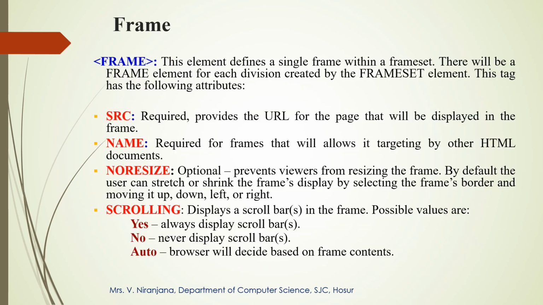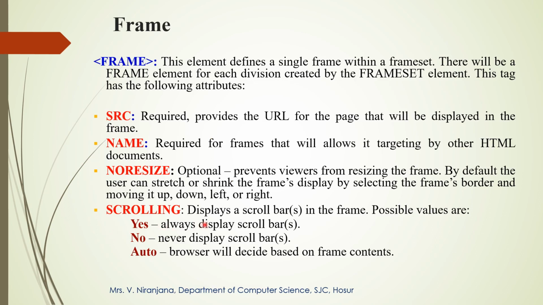Now we will see the frame element. The frame element contains the following attributes. The frame is an element which defines a single frame within a frameset. There will be a frame element for each division created by the frameset element. So their attributes are source, src. This gives the URL for the page that will be displayed in the frame. The next one is the name. It is given to the name of the frame. And next is noresize. This is one attribute, it is optional. Noresize means you can avoid the resizing of the frames.